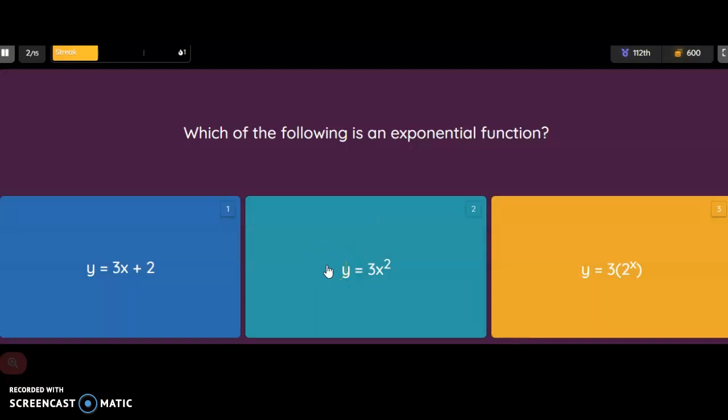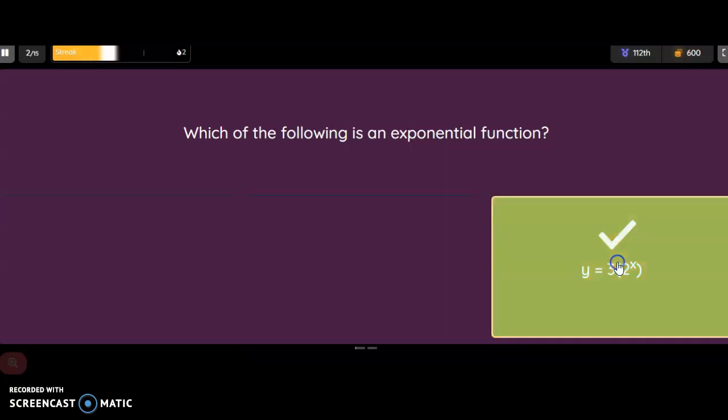The following is an exponential function. So I know an exponential function has an exponent that is raised, and it's an x. So let's try this one.